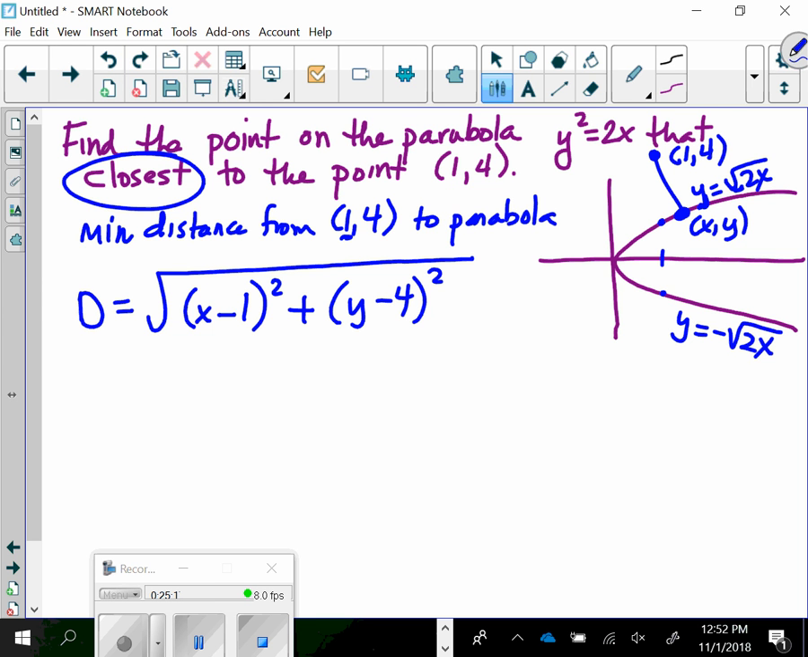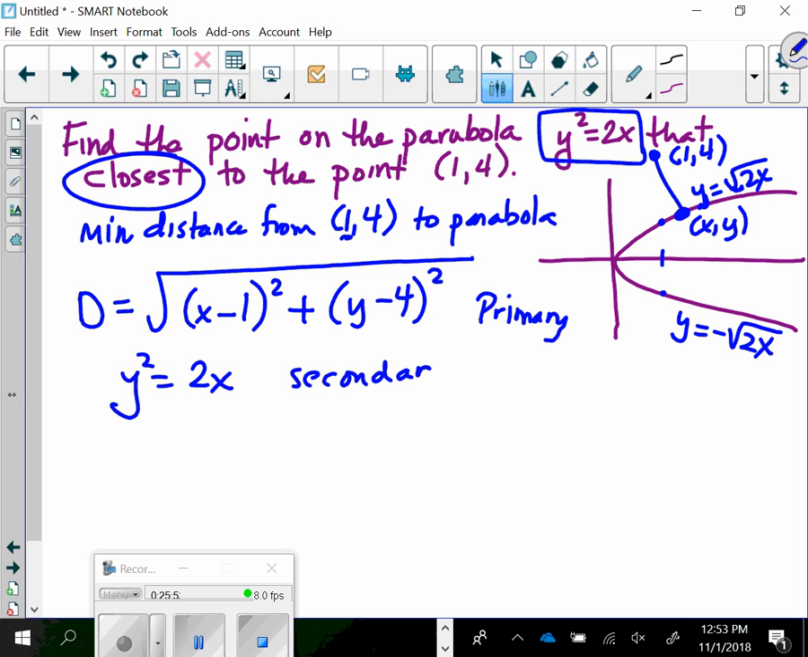I got a lot going on here, and this would be considered our primary, right? That's really our bottom line, to find the smallest distance. What's our secondary? Isn't that an equation? That's our secondary equation. Y squared equals 2x. Don't forget about the stuff they give you. They're not giving it to you just for fun.